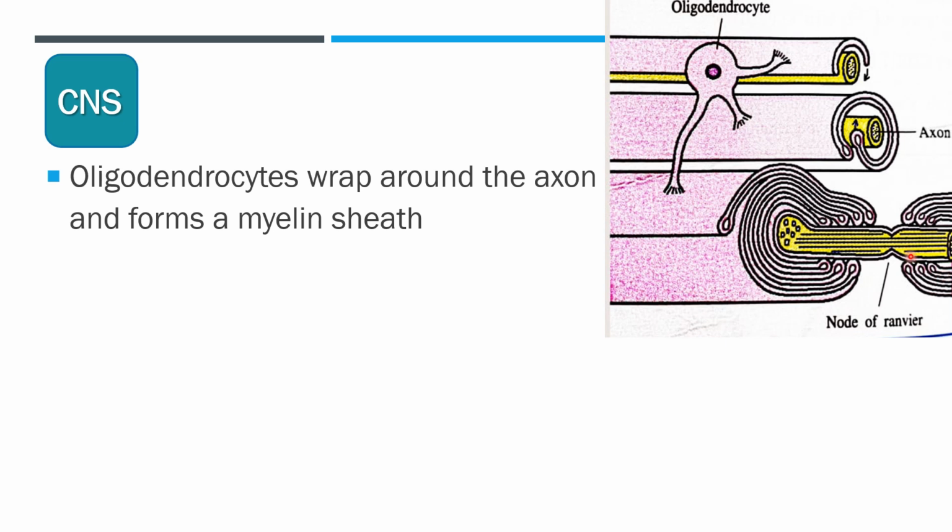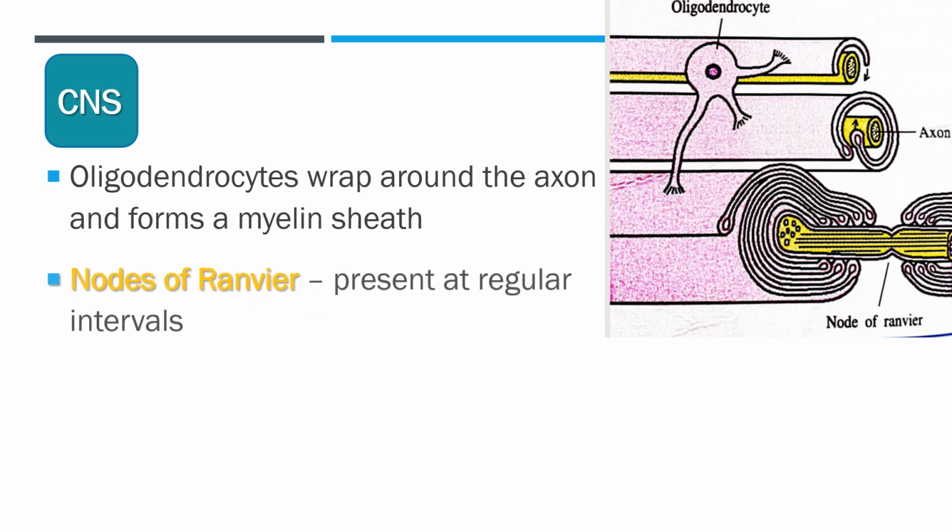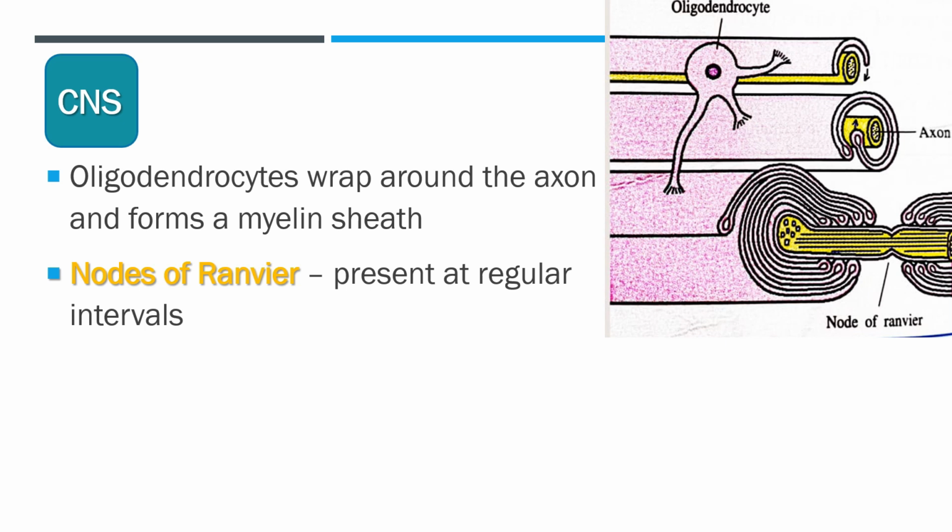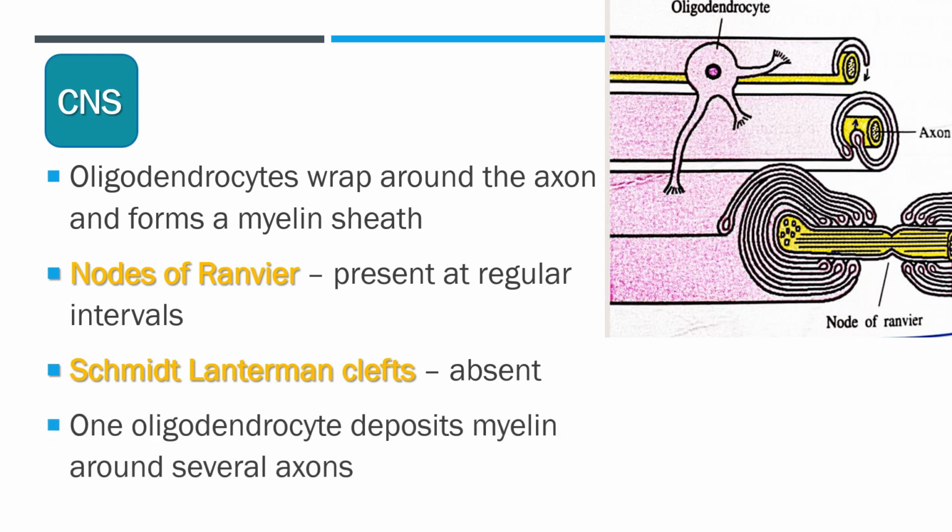And so here you will get the nodes of Ranvier. They are present at regular intervals, but the Schmidt-Lanterman clefts are absent. So that is one of the differences from the myelination in the peripheral nervous system. And another difference is one oligodendrocyte will deposit myelin sheath around several axons, whereas in the peripheral nervous system, one axon is myelinated by many Schwann cells.